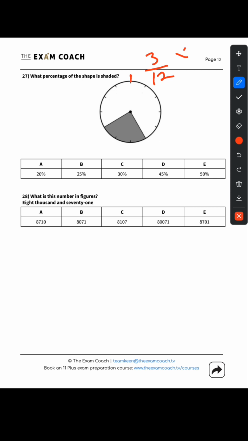So to make this a percentage, I'll multiply that by 100. So 3 goes into 3 one time, 3 goes into 12 four times. So now I have 100 divided by 4, which is 25%. B. What is this number in figures? 8,071. 8,071. The answer will be B.